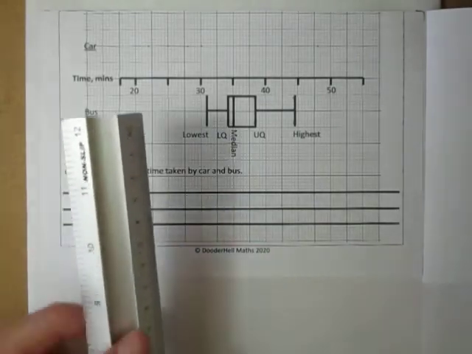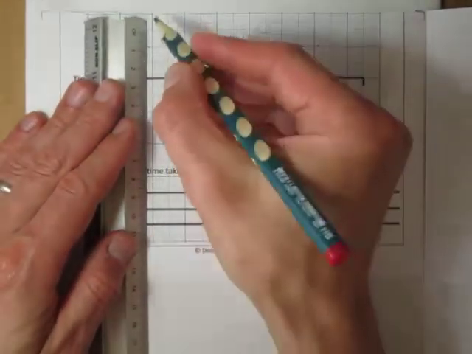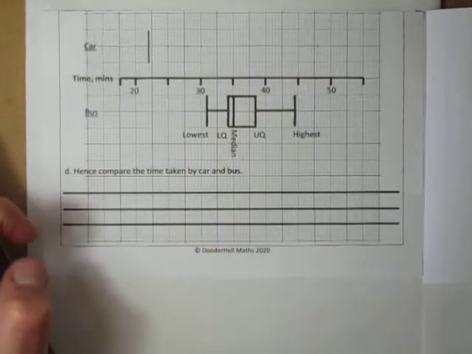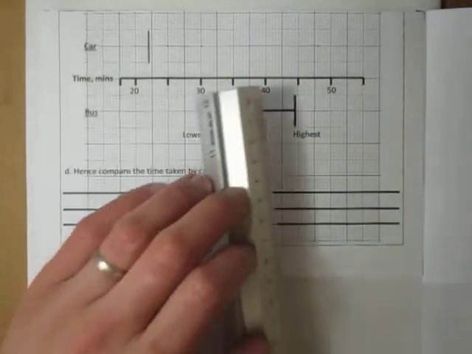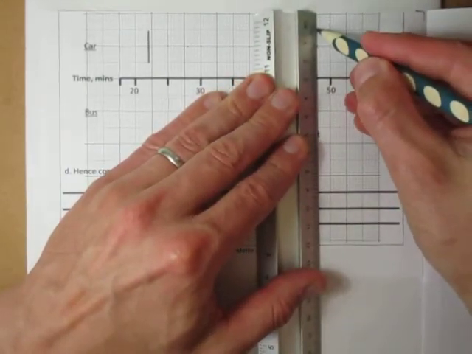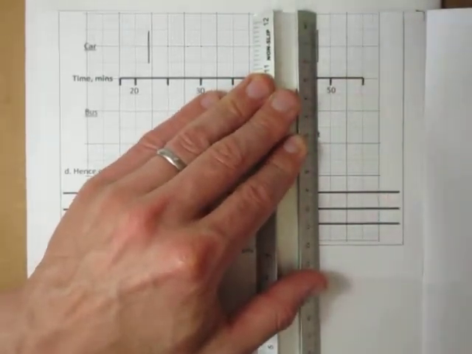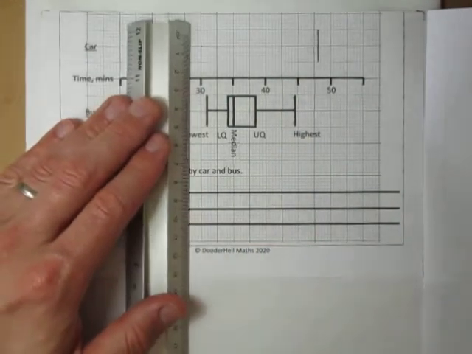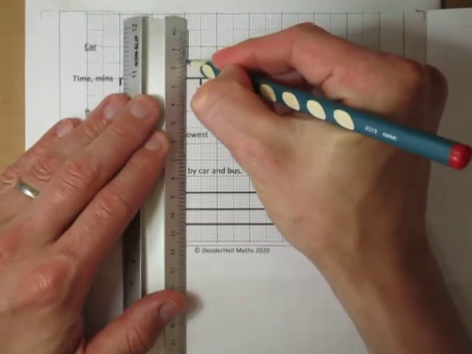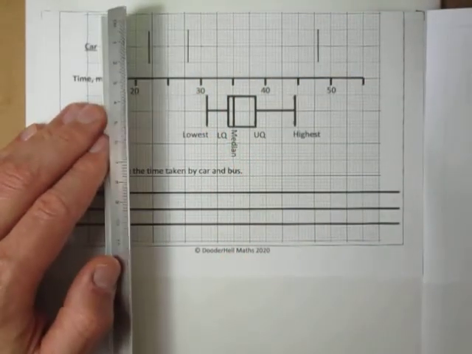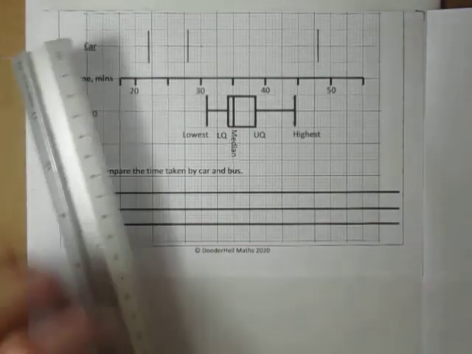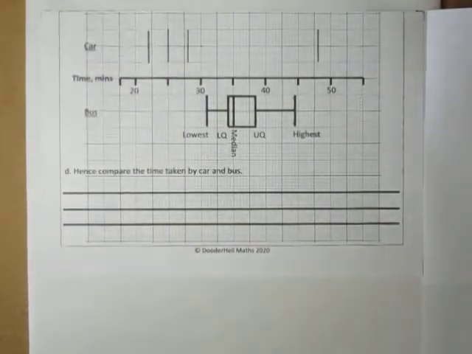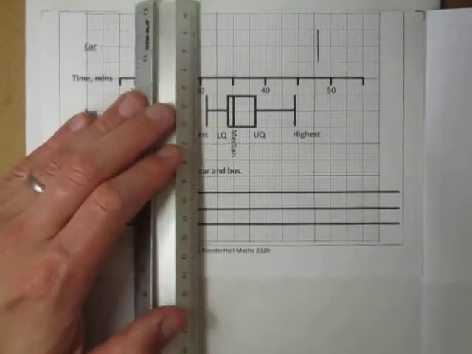So the lowest time to get to school by car was 22 minutes, which is there. The highest time to get to school by car was 48 minutes, which was that one there. The median time was 28 minutes, which is that one there. The lower quartile was 25 minutes. And the upper quartile was 30 minutes.